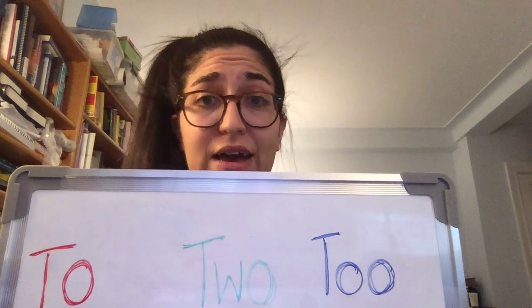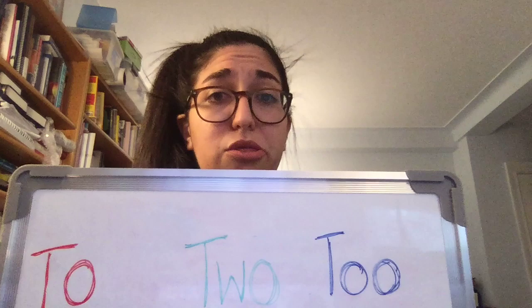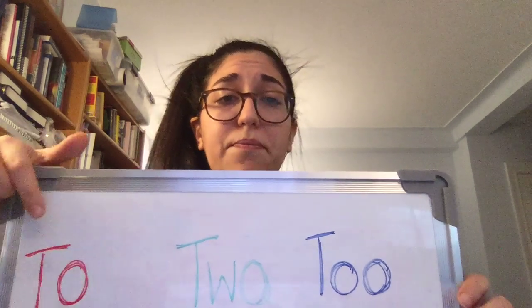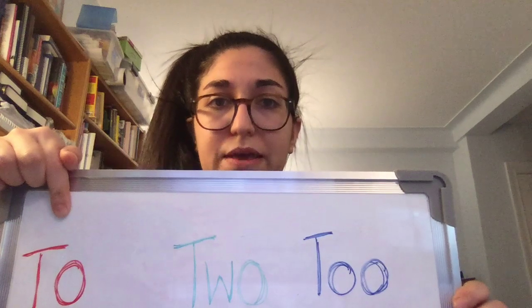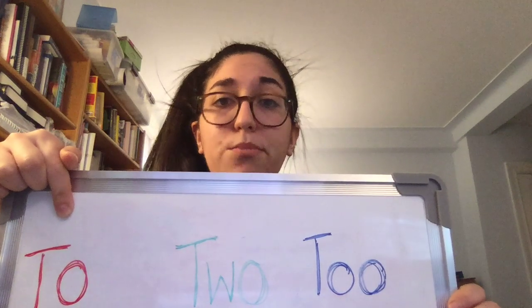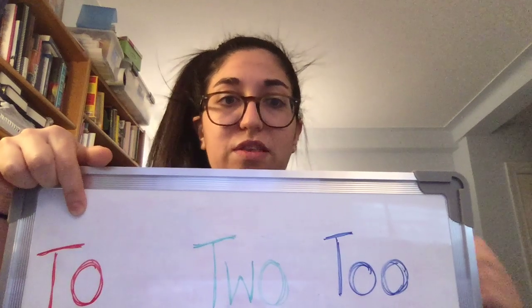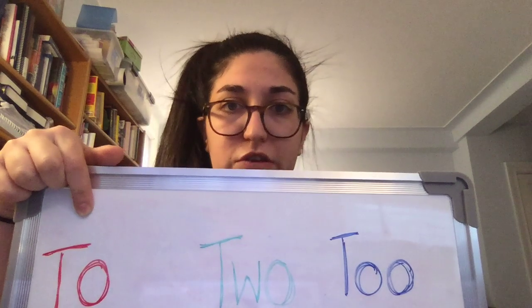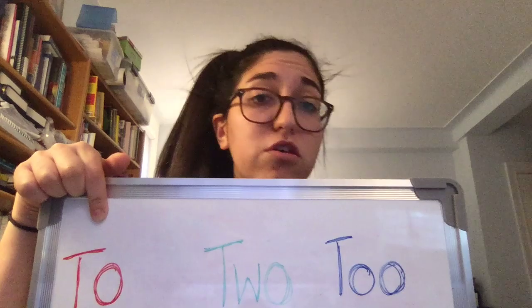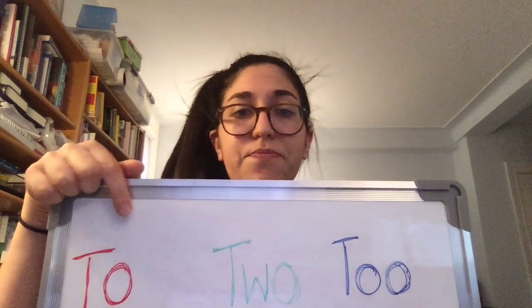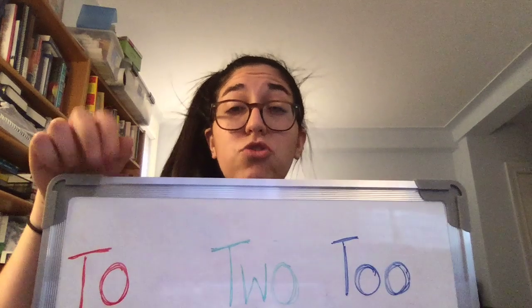So I have a couple tricks in my brain that I like to think about. T-O is talking about movement or motion or something that you will do. So motion is involved. If I say I'm going to the store, it's this one. If I say I'm going to do that later, it's this one.